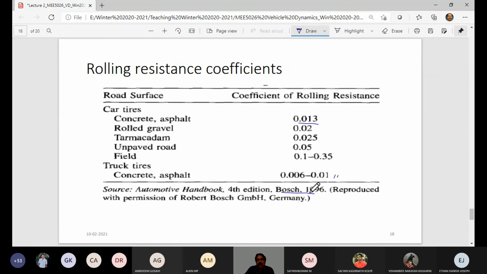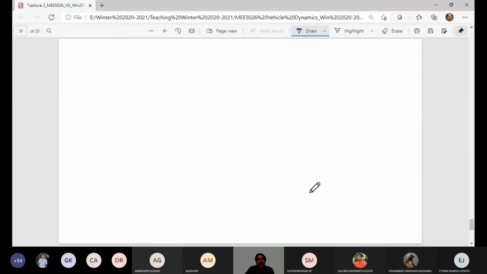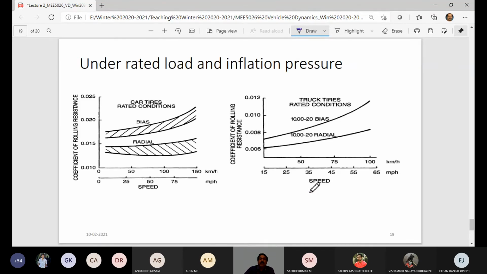And you also have supporting material for the rated load and inflation pressure for the different tires that we have seen, bias tires and radial tires. The rolling resistance in the bias tire is more than that of the radial tire, in the case of car tires, and the same for the truck tires as well.